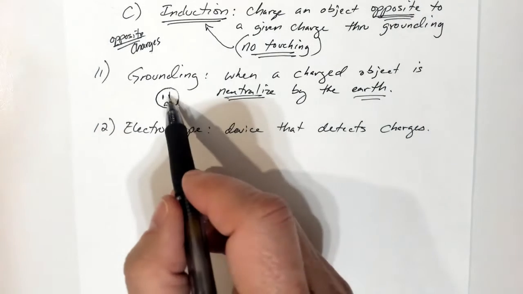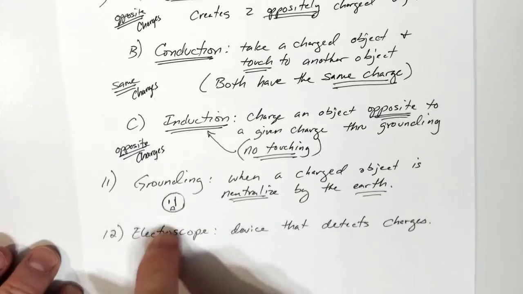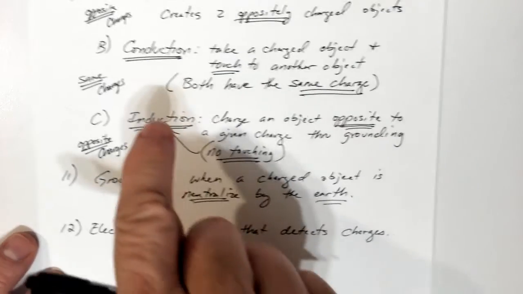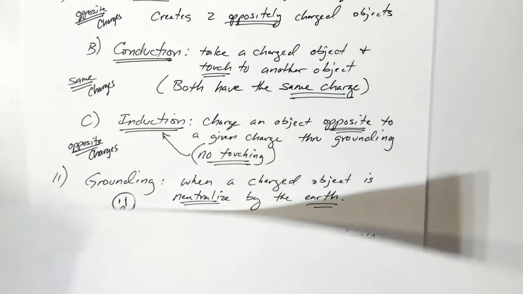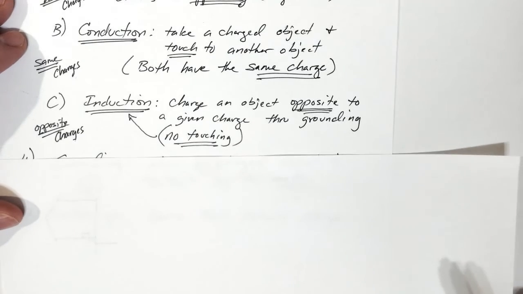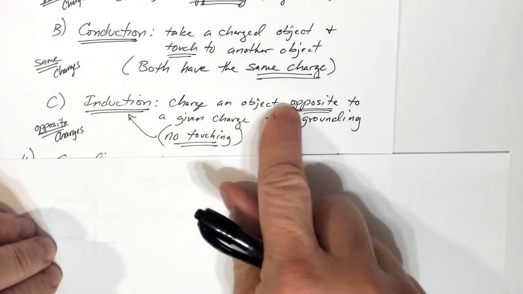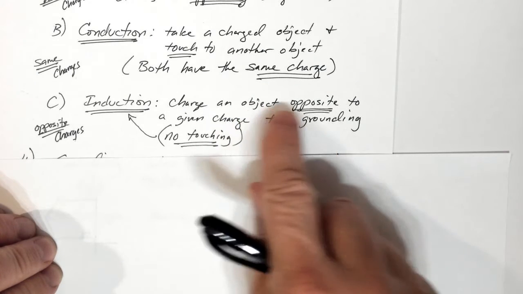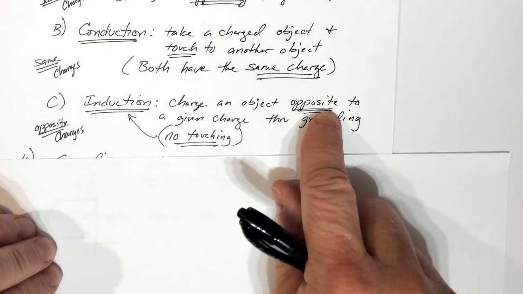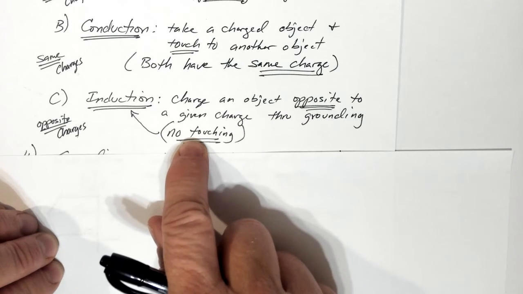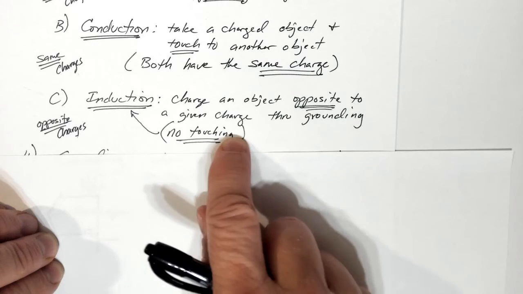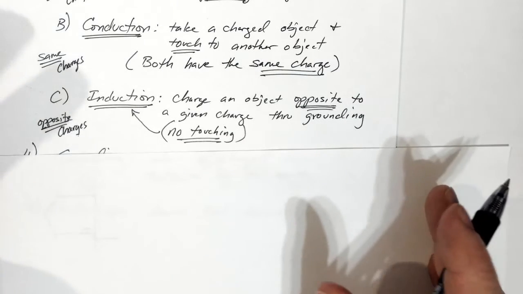So grounding. Now, with knowing what an electroscope is and grounding, I can explain induction better. So what is induction? Induction is when you charge an object opposite to the charge you have, but you use grounding, and you never touch the two objects together. There's no touching.